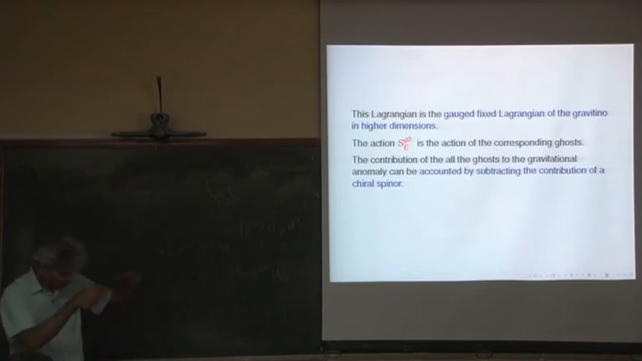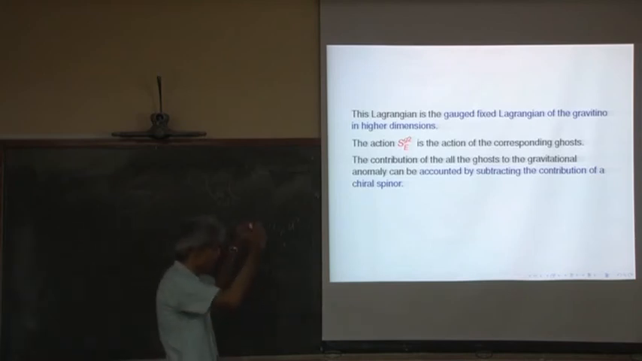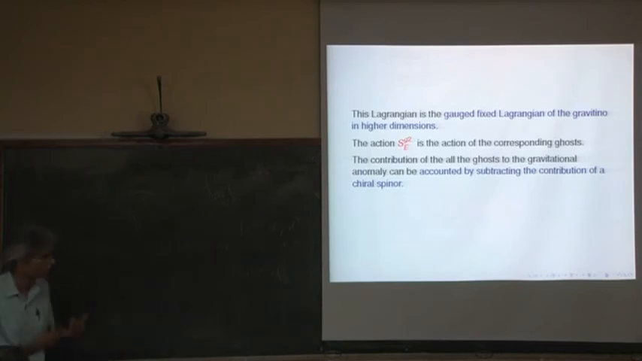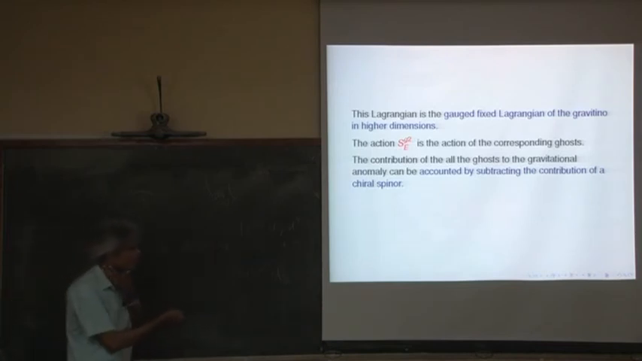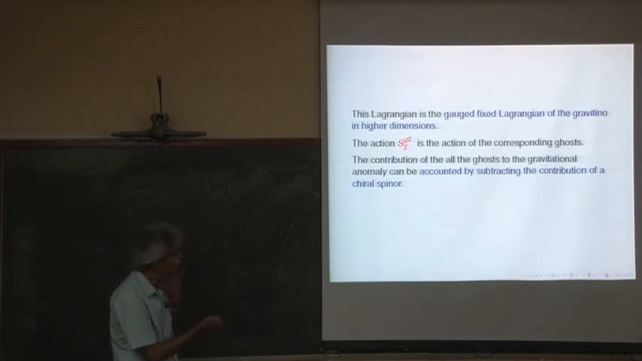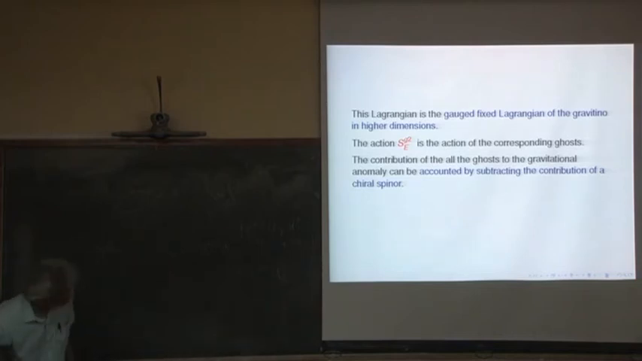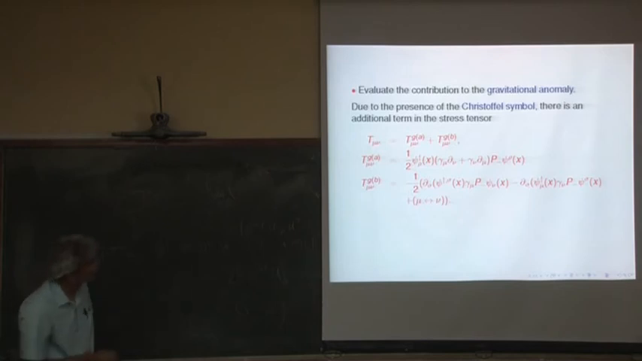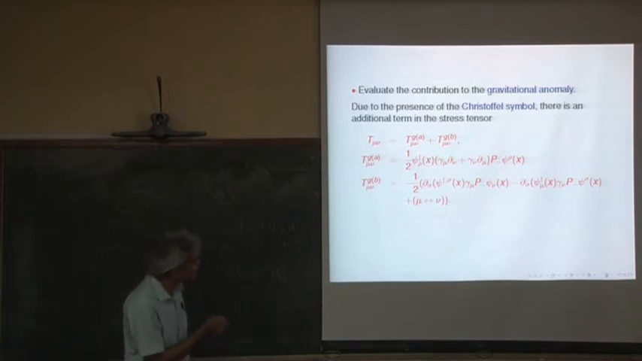In a regular gravitino-like system in higher dimensions, you have to subtract out a ghost, and this is equivalent to like one fermion basically. But we'll come to that later. And as I said, because of that extra Christoffel symbol, there's an additional contribution to the stress tensor.